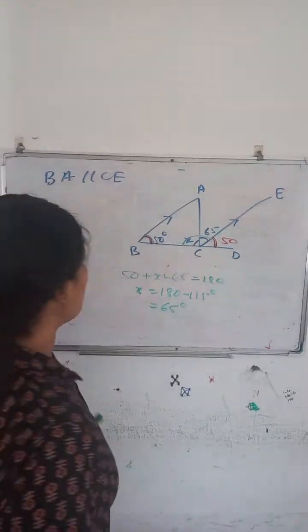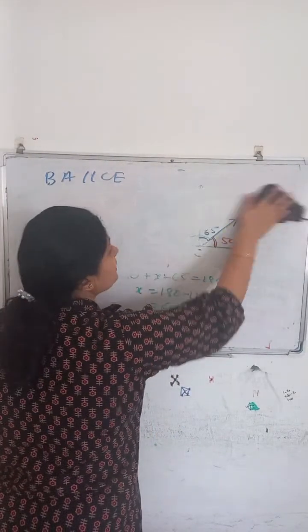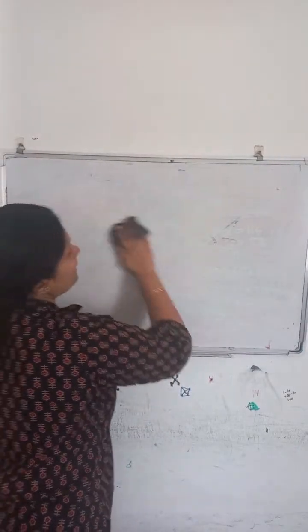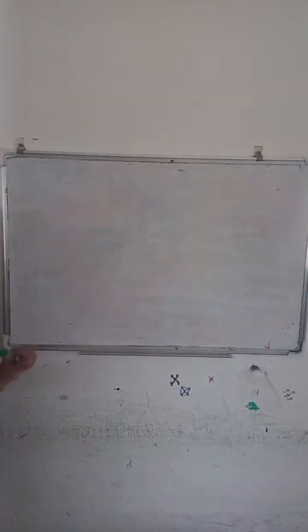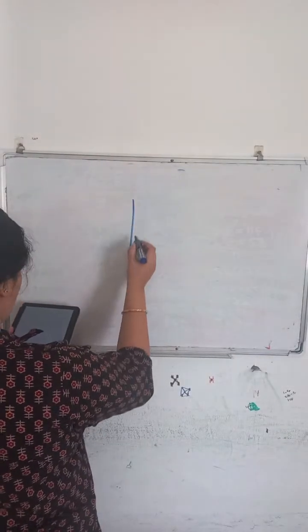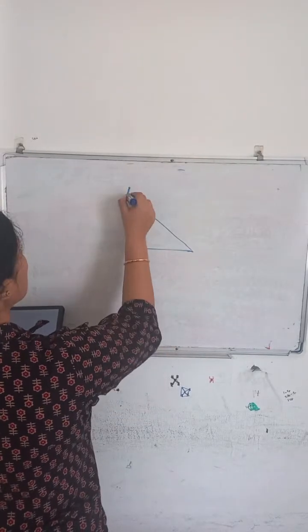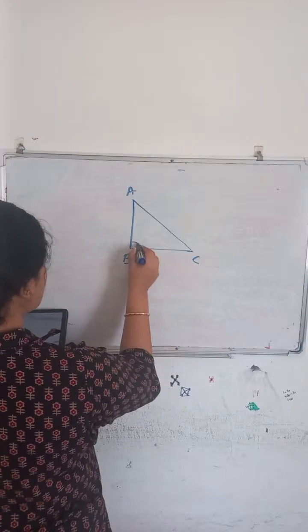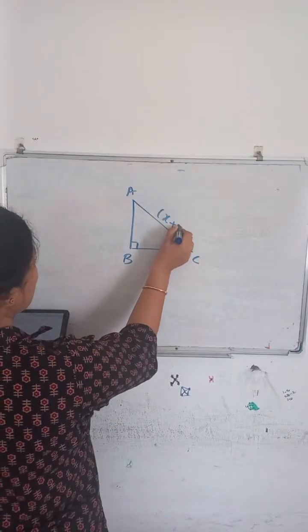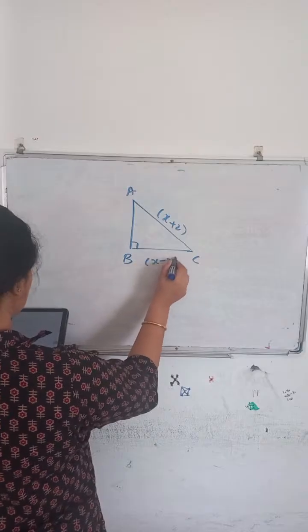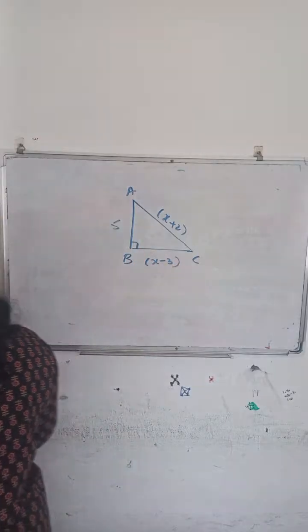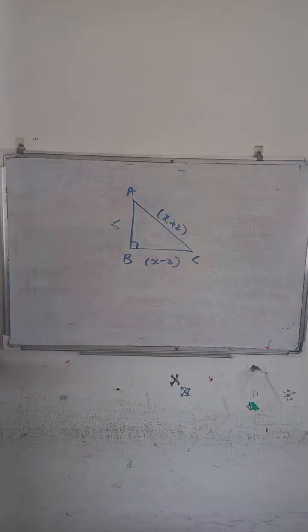So I know everyone knows how to apply the Pythagoras. And here we use the identity to expand these brackets. The figure is like this: A, B and C, this is 90. This side is x plus 2, this is x minus 3 and this is 5. So here we have to find the value of x.